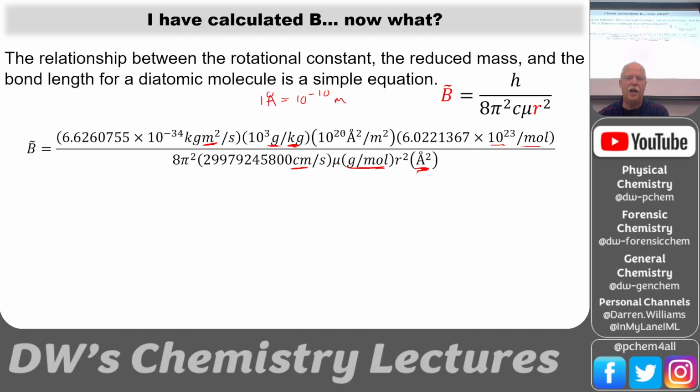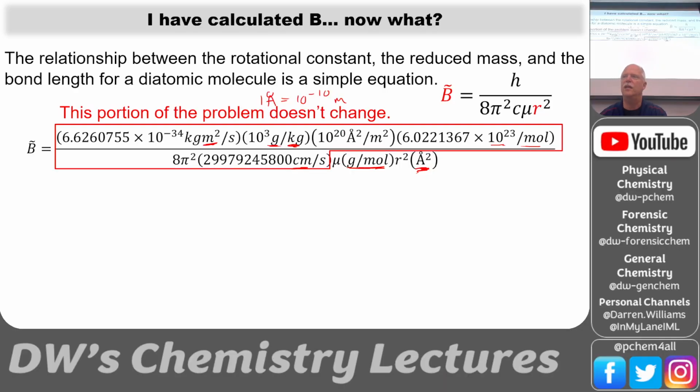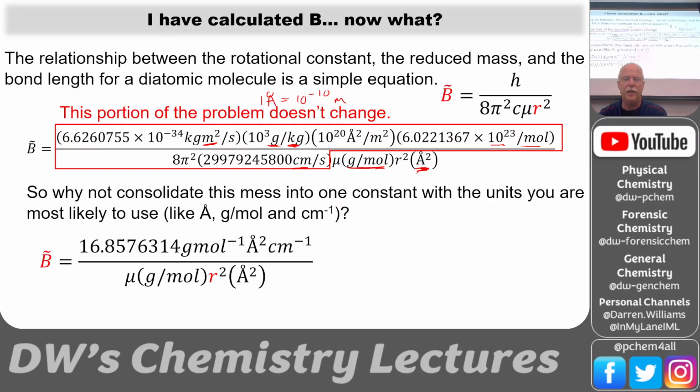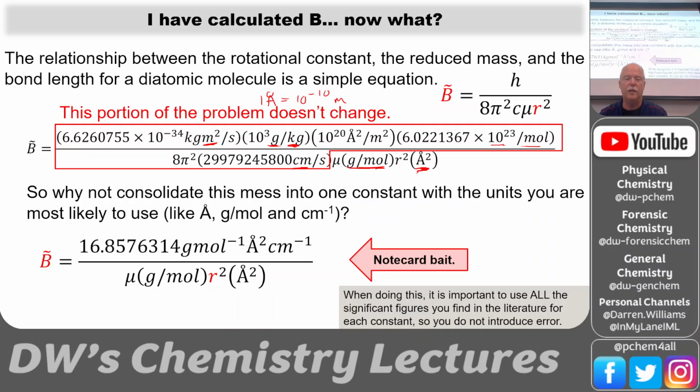Notice none of these constants change in this problem. So do yourself a favor. Take all of those constants with all their sig figs and just multiply and divide them all and make your own constant. Consolidate this mess into one constant. And now you have an equation where you can use your reduced mass in grams per mole, and you can use your bond lengths in angstroms, but keep all of those significant figures. So that's note card bait. Okay, it makes things a lot faster.